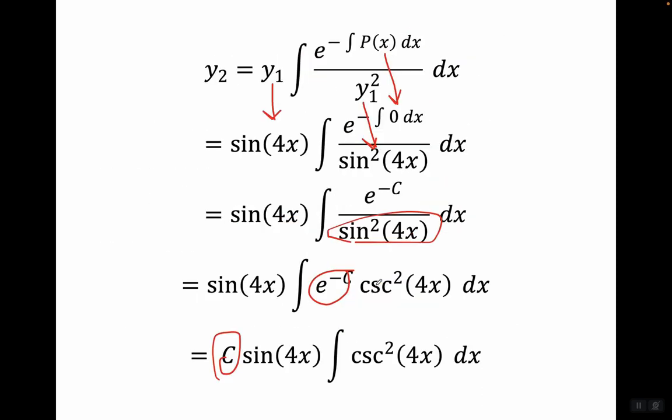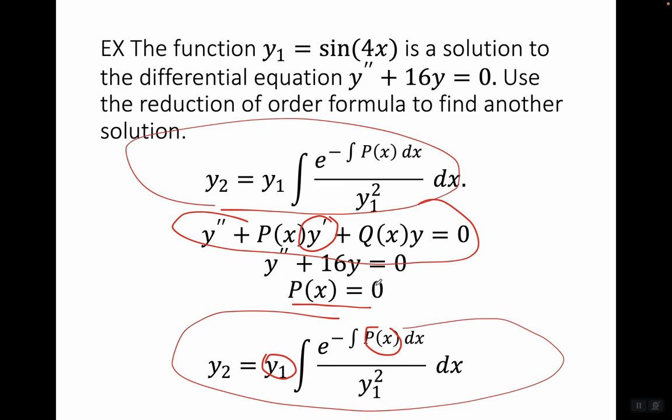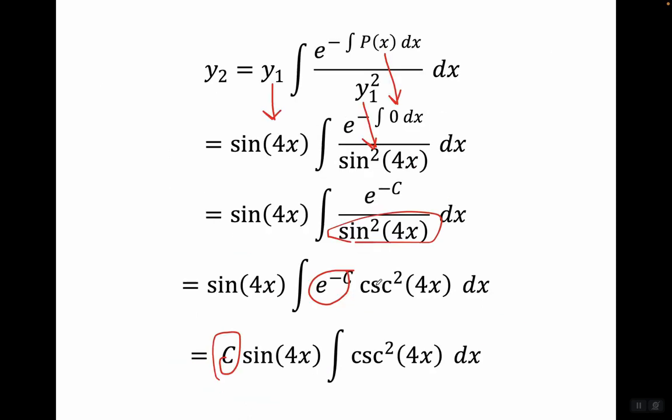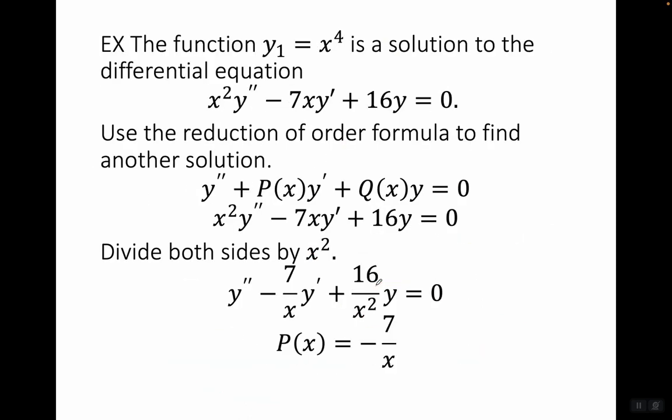Now, to be honest, this one can be solved much more easily using techniques we'll see in the next section. So let's look instead at this one. This one cannot be easily solved. So reduction of order really comes in handy. The function y1 equals x to the fourth is a solution to the differential equation x squared y double prime minus 7x y prime plus 16y equals 0. Use the reduction of order formula to find another solution.